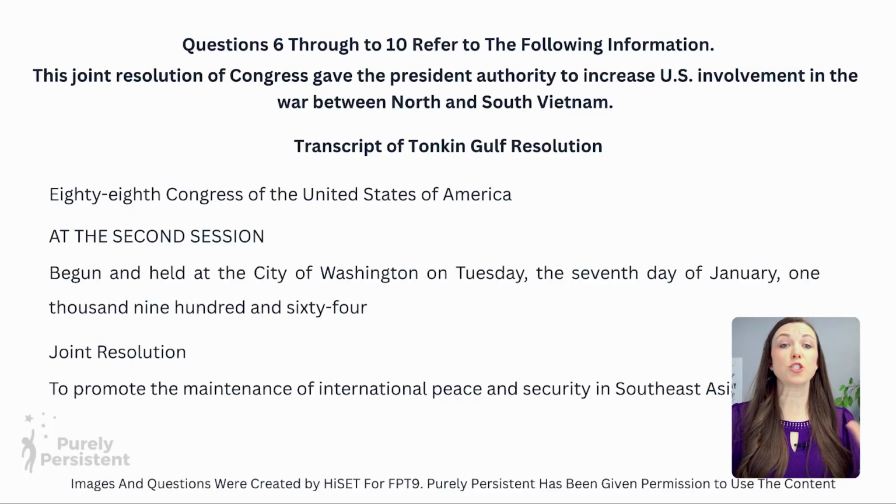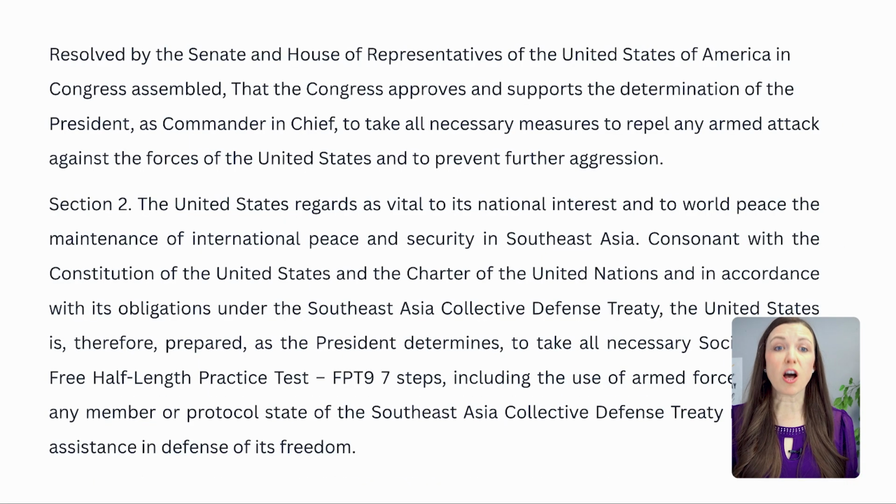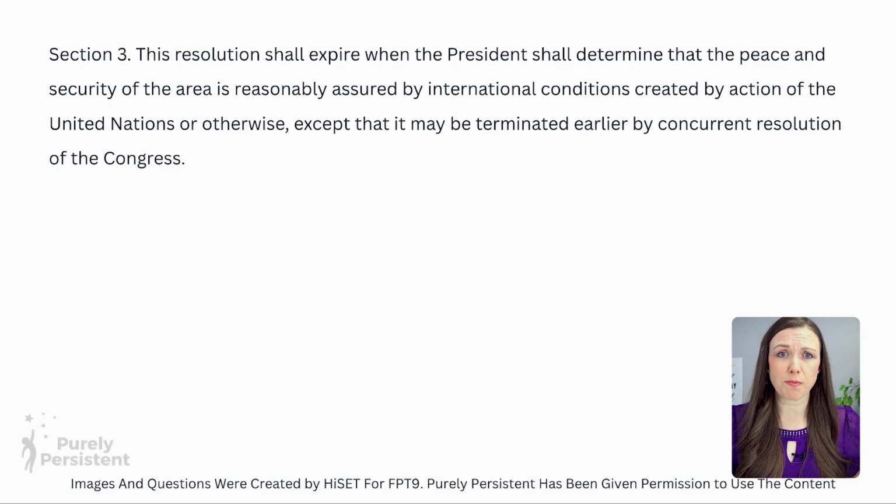Okay, it says, this joint resolution of Congress gave the president authority to increase U.S. involvement in the war between North and South Vietnam. This is the transcript of the Tonkin Gulf Resolution. So the 88th Congress of the United States of America, at the session, so it began, then a joint resolution, whereas naval units of the communist regime, whereas these attackers are a part of deliberate, the U.S. is assisting, resolved by the Senate. Here's Section 2, where the U.S. regards as vital. Section 3, the resolution shall expire when the president.